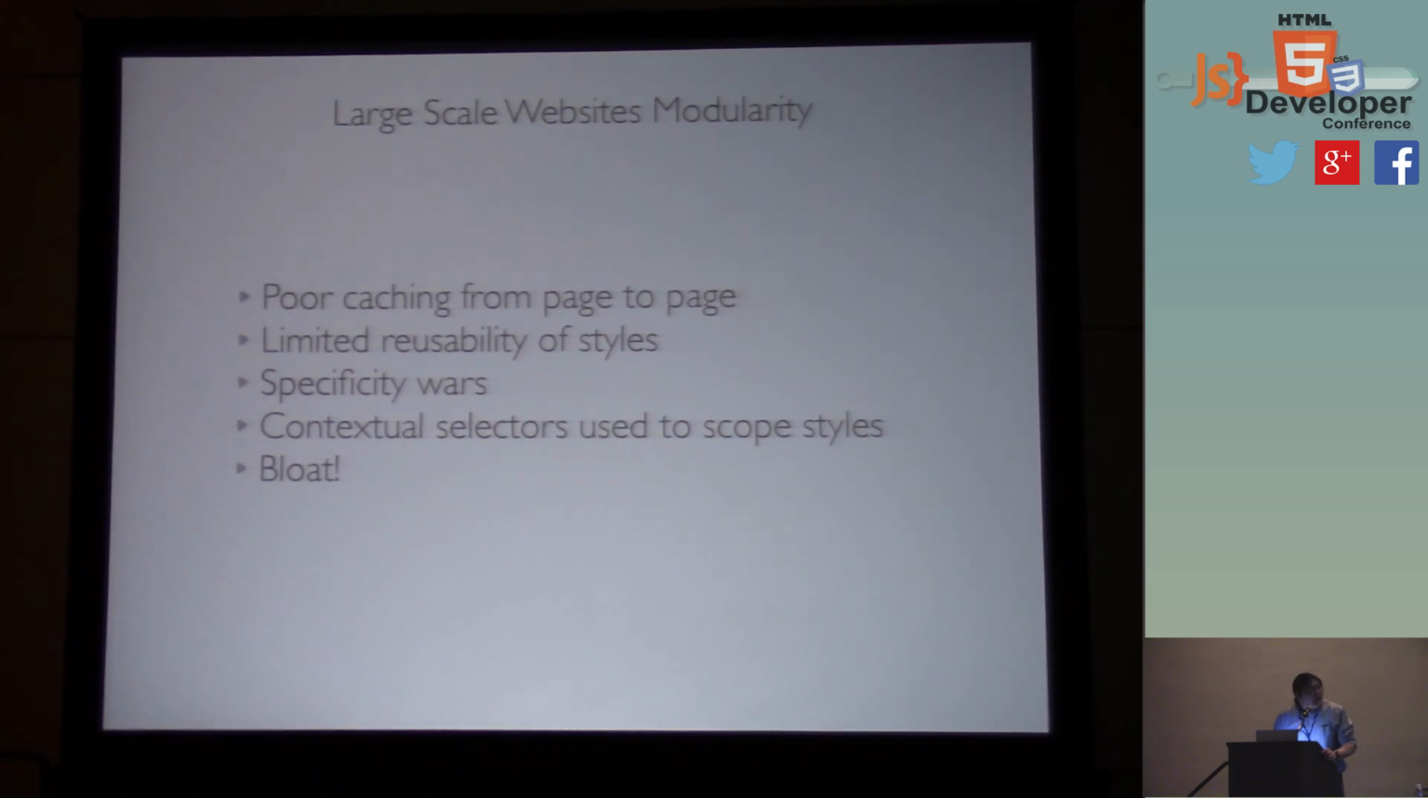Contextual selectors: again, you want to add a class in your page just to tell that this is a different page or a different module. In many cases you want to contextualize your styling so that you don't actually interfere with other stylings. And bloat. So your CSS will keep growing and growing until the point it's very, very big. It's unmanageable. It's unmaintainable. It's completely crazy.